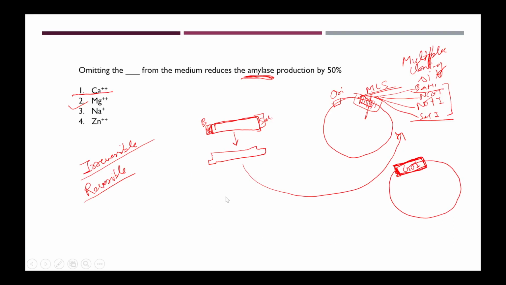So an irreversible inhibitor completely destroys the functional group, and the activity cannot be restored. In the case of a reversible inhibitor, the activity can be restored; the functional group isn't completely destroyed or eliminated. In reversible inhibition, we have three types of inhibitor: competitive, non-competitive, and uncompetitive.